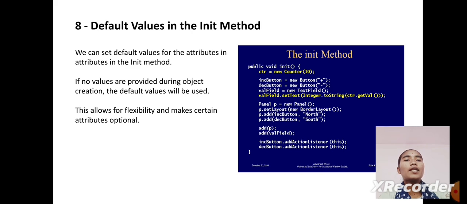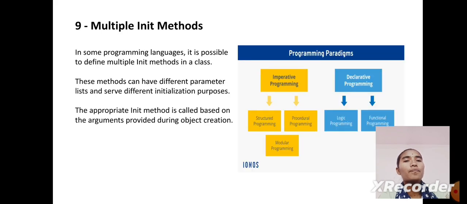Default values in the init method. We can set default values for the attributes in the init method. If no values are provided during object creation, the default values will be used. This allows for flexibility and makes certain attributes optional.